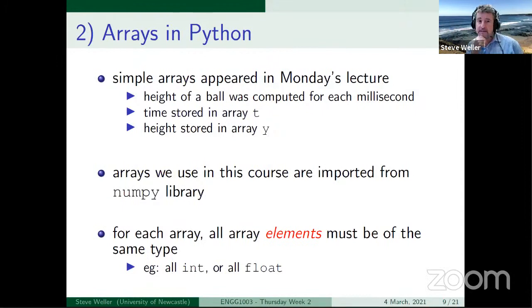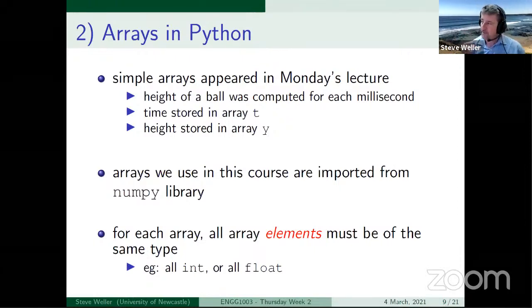So we have already seen arrays. Now, the arrays that we're going to use in this course are imported from the NumPy library. There are things that are very array-like that are available in the native Python language, but the ones in the NumPy library are more convenient for us. For each of those NumPy arrays, all the array elements must be of the same type. So if you've got an array of integers, all the elements have to be integers. If you've got an array of floats, of real values, all of the values in that array have to be of type float. So the arrays that the NumPy library provides are all of one type.